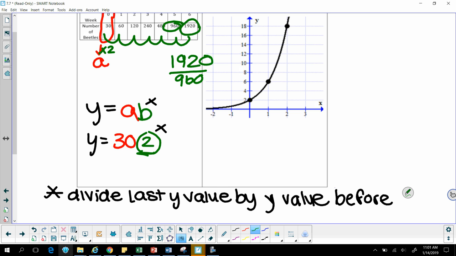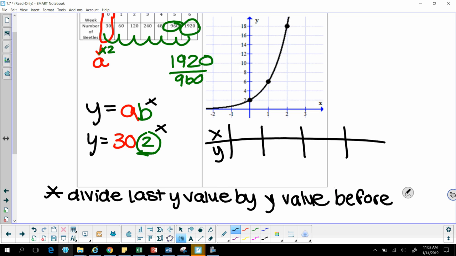Cool. The second one we're going to do today is basically the same thing, except it's a graph. And so a lot of us have trouble with points and things like that. All you're going to do here is just make this into a table and do the exact same thing. So we're making our table. So when you see a graph, just make your table.